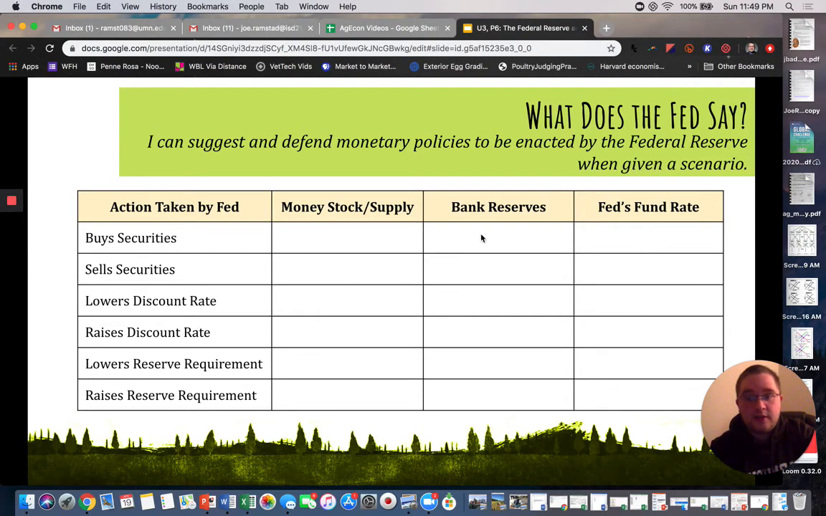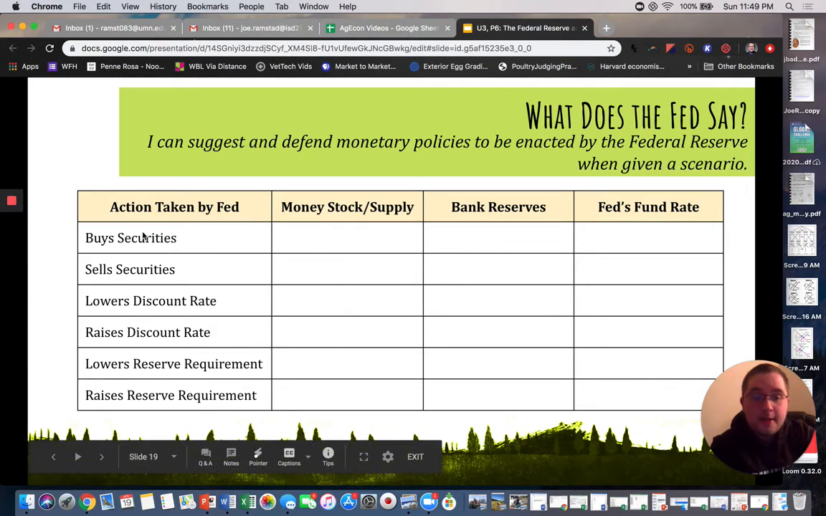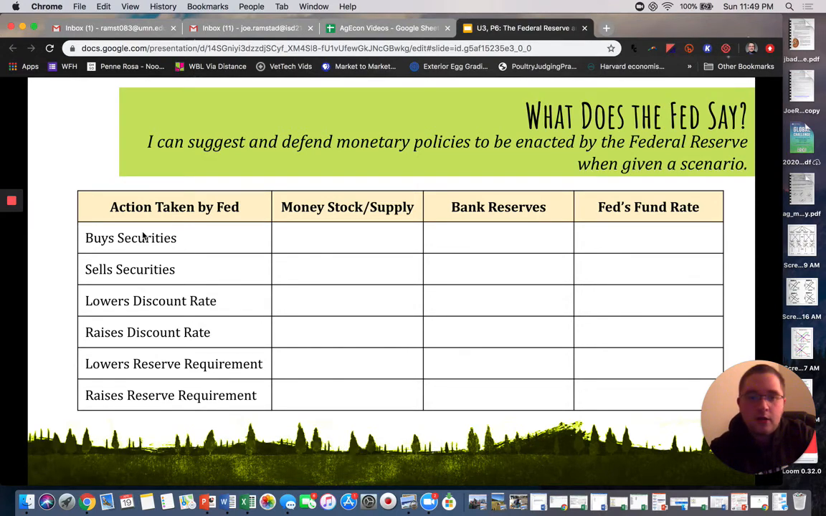So it could look like decrease, decrease, increase, increase, decrease, increase. Just pick one word for each of these depending on the action taken by the Fed. So hit pause, fill this in to the best of your ability, and then we'll report back. All right, so now that we've had a chance to fill this in, let's see how we did.